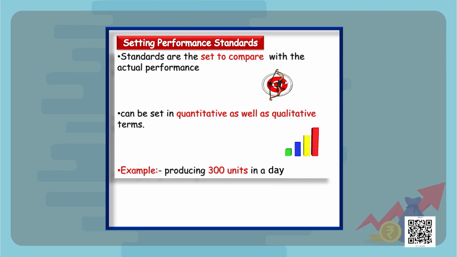So we have setting performance standards. While we are planning for the organization, we tend to set some standards which will serve as a controlling technique in the chapter of controlling. Suppose every laborer is expected to produce at least 300 units per day. So this is setting standards.